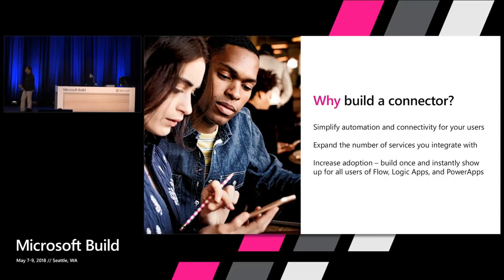If you're an ISV, you can use custom connectors to expand the number of services that you integrate with. So you don't have to worry about connecting to Teams on your own, or to Twilio to send a text message, or to Twitter or Facebook or Slack, et cetera. All of that can be taken care of for you by virtue of an integration with Flow. You can also use it to increase your adoption. As a connector, you instantly get access and you're instantly shown to all of the 1.1 million users that we have for Flow, Logic Apps, and Power Apps.